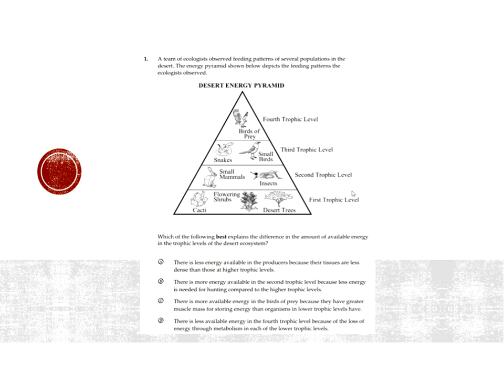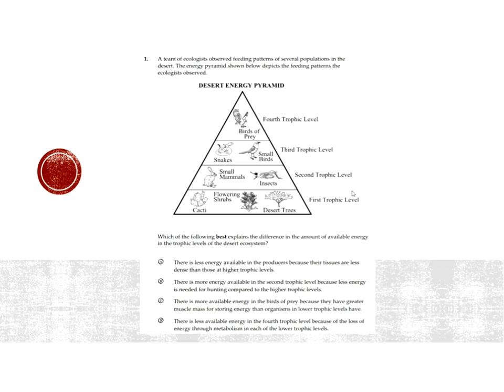So this first question first gives you some background. It tells you that a team of ecologists observed the feeding patterns of several populations in the desert. The energy pyramid shown below depicts those feeding patterns. So we have a desert energy pyramid, and it shows you some of the different organisms at each trophic level. And the question asks us, which of the following best explains the difference in the amount of energy that's available in the trophic levels of the desert ecosystem?